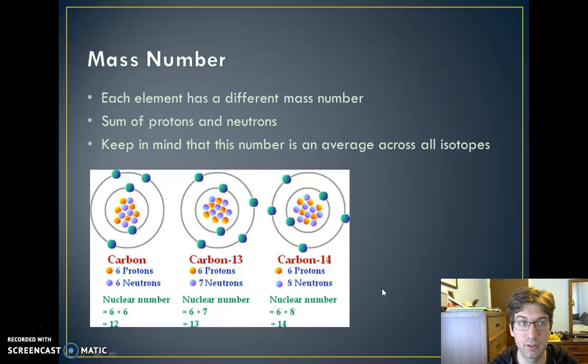So each element is going to have a mass number on there. In order to find that mass number, you're just going to sum up your protons and your neutrons. And please keep in mind that this mass number is an average across all isotopes, not just a single isotope or just your common carbon-12 configuration here. So isotopes are different variations of your element.